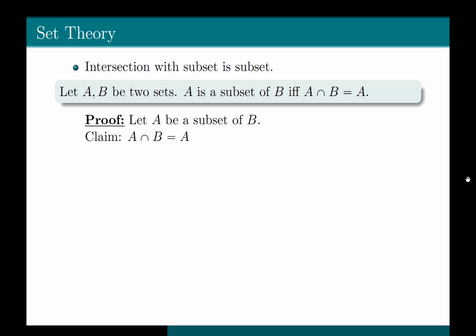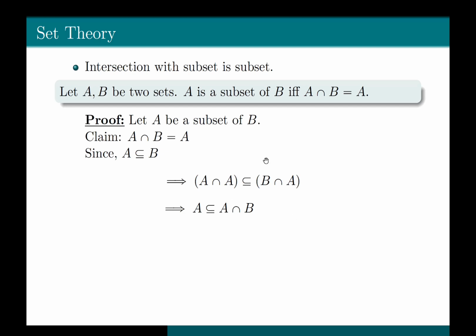Now what do we have to prove? We have to prove that A intersection B is equal to A. How do we prove two sets are equal? We prove two sets are equal by proving that both these sets are subsets of each other. So what do we have to do here? We have to prove that A intersection B is a subset of A, and we have to prove that A is a subset of A intersection B. So we start, again, with the assumption that A is a subset of B. Now take intersection on both sides.